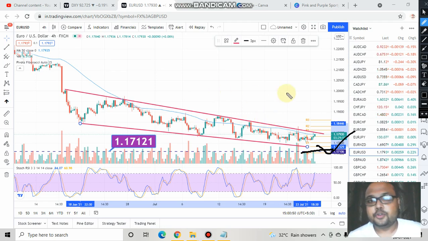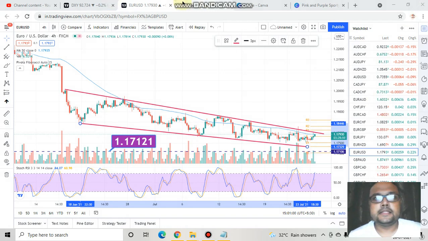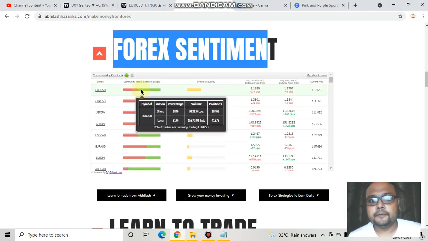So do not make the same mistake again. Wait for the market to come down to the support level. When it bounces, then only go for long position. Do not make the same mistake like the other retail traders, otherwise you will also lose your hard-earned money.